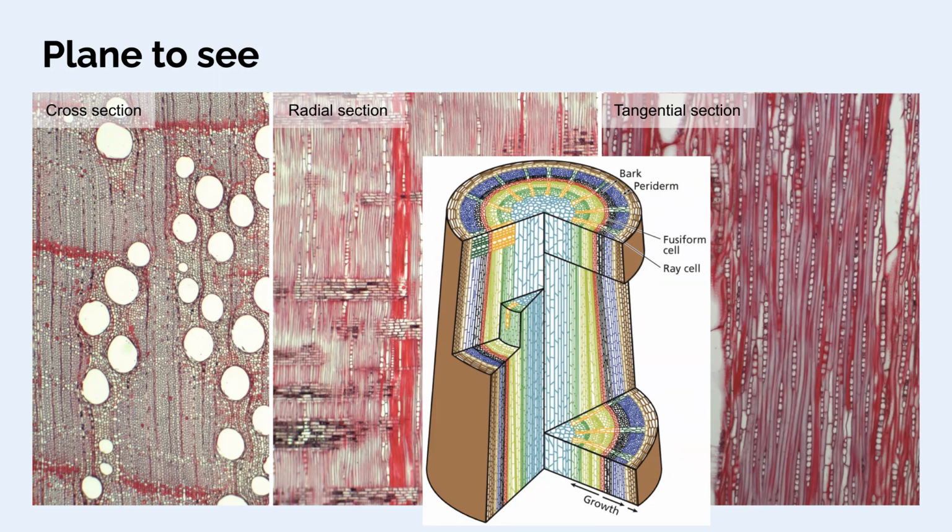And then the tangential section would be a little bit like this. Like if you look through the middle of a pie slice, you again see the xylem cells mostly moving up and down, but the ray cells, now you would see them moving toward or away from you.